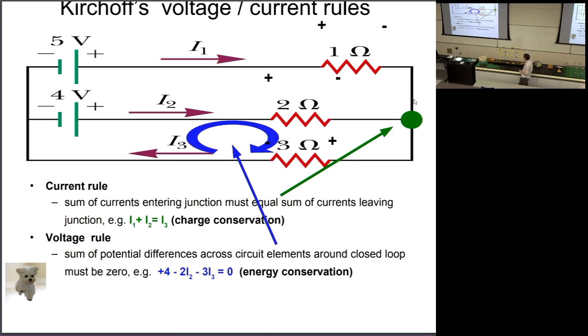So I got this slide here to say in words what the current rule is, what the voltage rule is. They're pretty straightforward to understand. I got a slide or two coming up on a couple of things you have to be careful with. You have to be careful with directions of currents, and you have to be careful with senses of voltages, whether the voltages increase or decrease. And then we'll move on and look at an example, an application of Kirchhoff's rules.